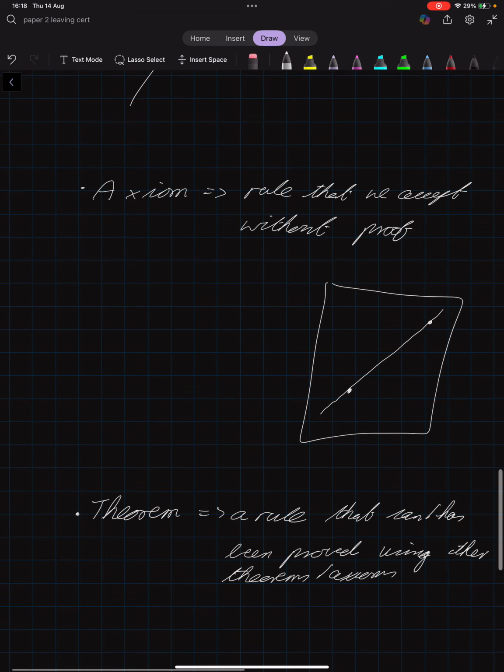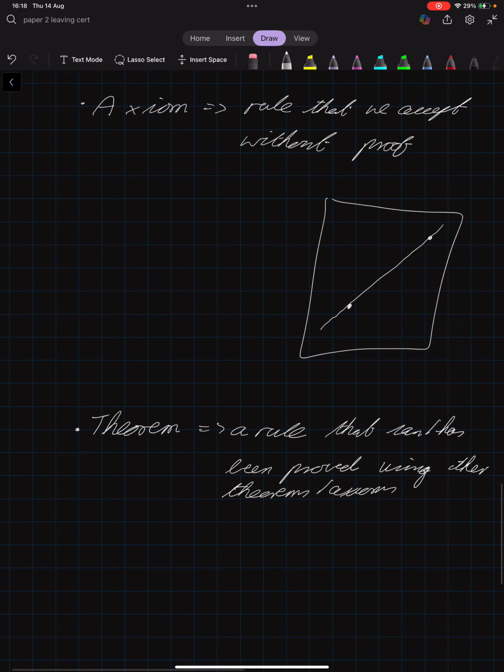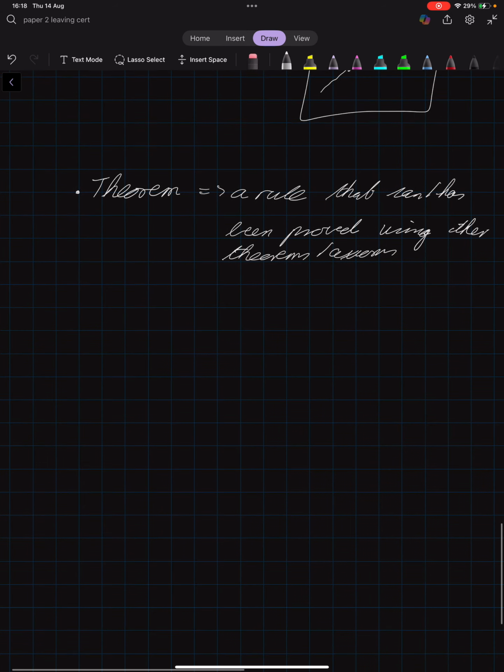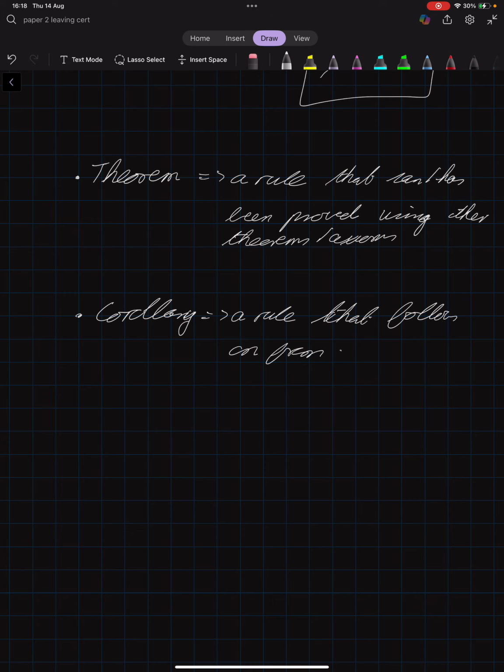Okay, so basically an axiom is a rule that we haven't proved. A theorem is a rule we can prove. That's kind of all. And a corollary is basically a rule that follows on from a theorem.